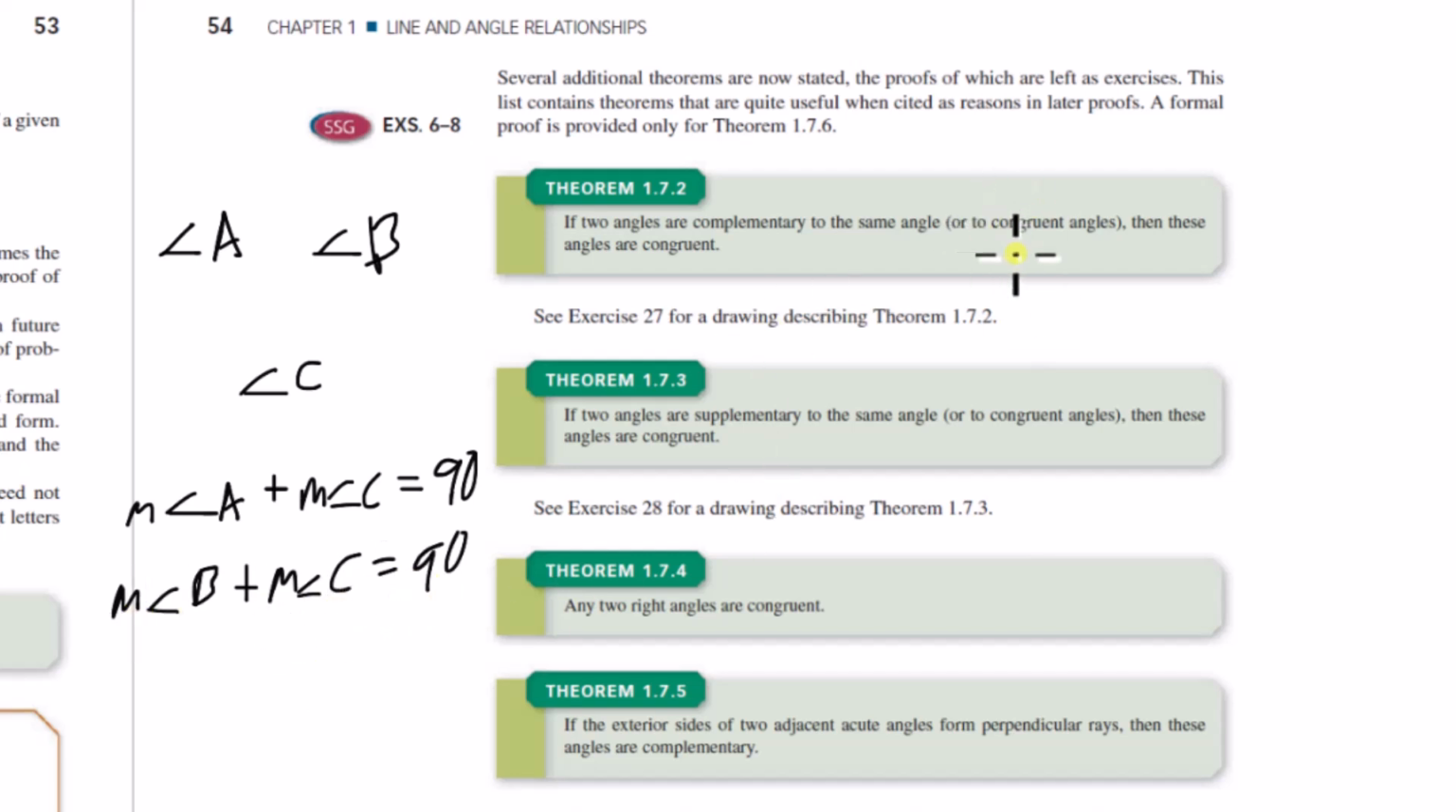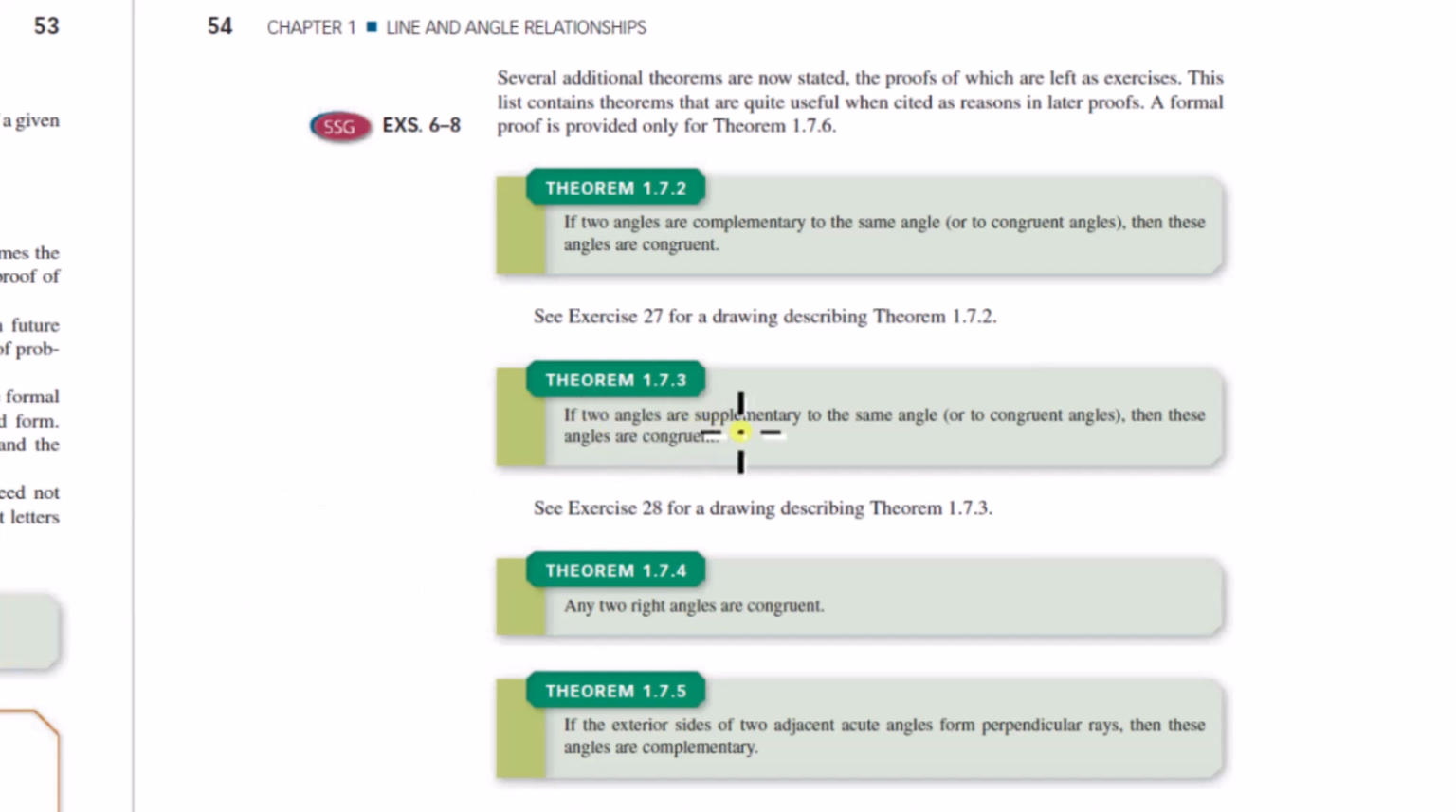And then it says, or to congruent angles. So if angle A is complementary to angle C and angle B is complementary to angle D, and C and D are congruent, then angle A is congruent to angle B. So, yeah, I just informally proved it, right? But that's not an official proof.